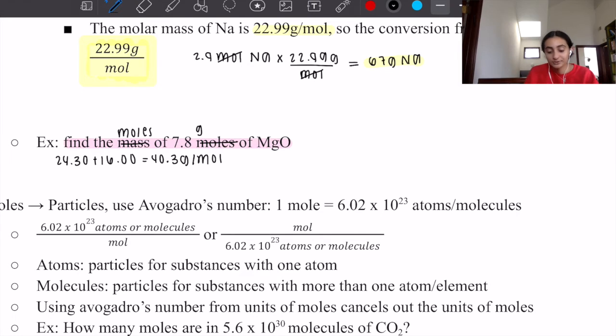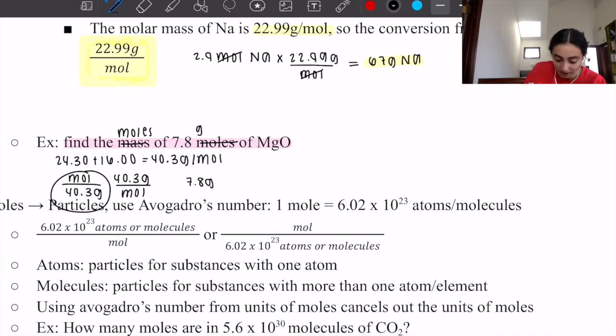So now we have two ways of writing the conversion fraction. We could write mole over 40.3 grams, or we can write 40.3 grams over a mole. So now we have to look at our givens to determine which fraction we're going to use. We have 7.8 grams, and we want to cancel out grams, so we know the grams has to be on the denominator of our conversion fraction. So we are going to use this one.